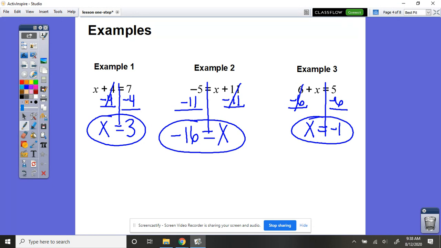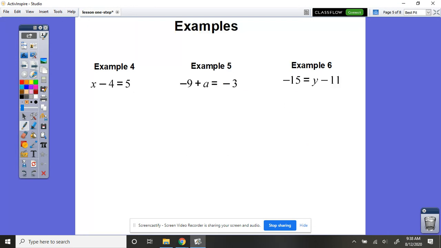Let's do 3 more examples of a different type. Let's go to example 4. X minus 4 equals 5. Once again, balance line. The x is on the left side. X minus 4. What's the opposite of minus 4? Add 4. So I'm going to add 4 to cancel that. But if I add 4 on the left side, I must add 4 on the right side. 5 plus 4 is 9. Bring down my x. X equals 9.